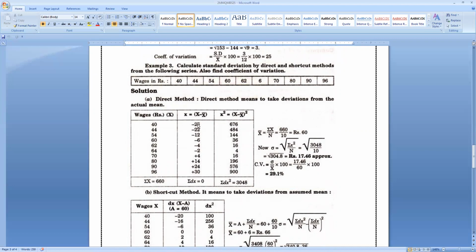So here the deviation of x is nothing but x minus actual mean. For that reason we need to calculate the value of mean. In case of direct method, how do we calculate the mean under an individual series? Mean is nothing but sigma x by n. Here total sigma x value is 660 divided by 10, it is 66. Now we'll have to do all the deviations of the variables from the mean.